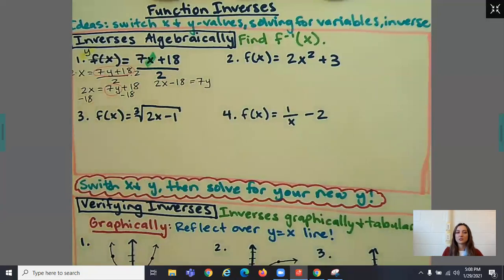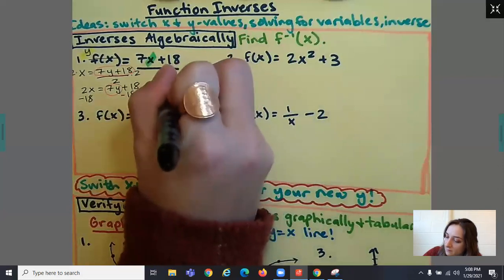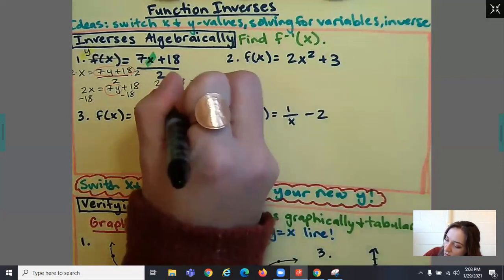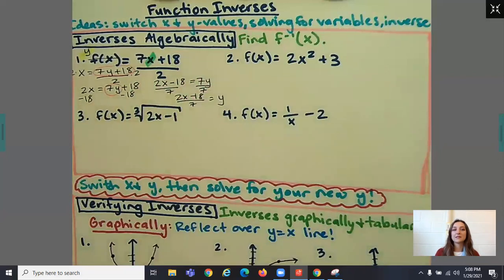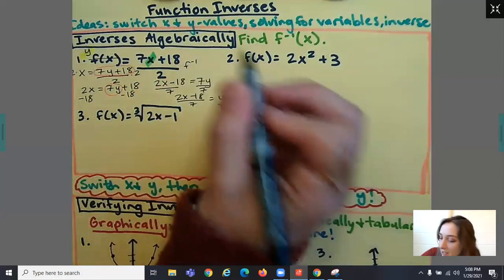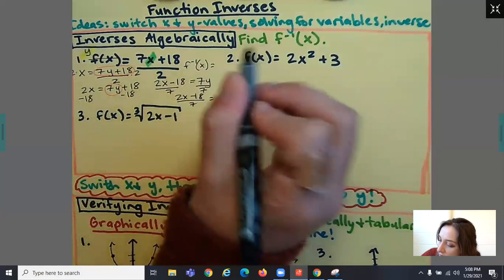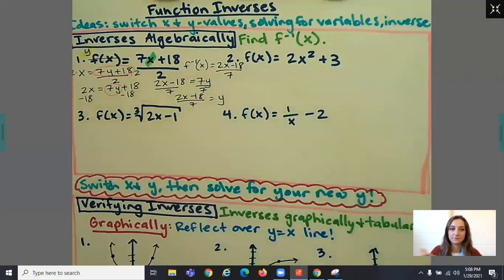And then we only have one more step here because y is being multiplied by 7. So the opposite of multiplying by 7 is dividing by 7. So let's divide both sides by 7. And we're going to get 2x minus 18 divided by 7 equals y. So this is our function inverse, but we're going to write it in a very, very fancy way, which is f inverse, f negative 1 of x, equals 2x minus 18 over 7.